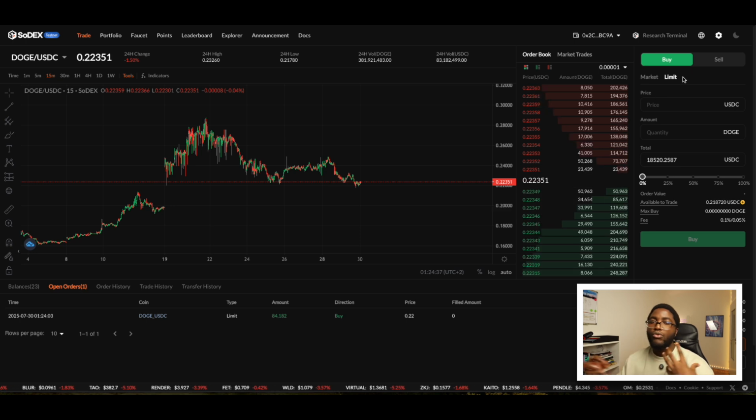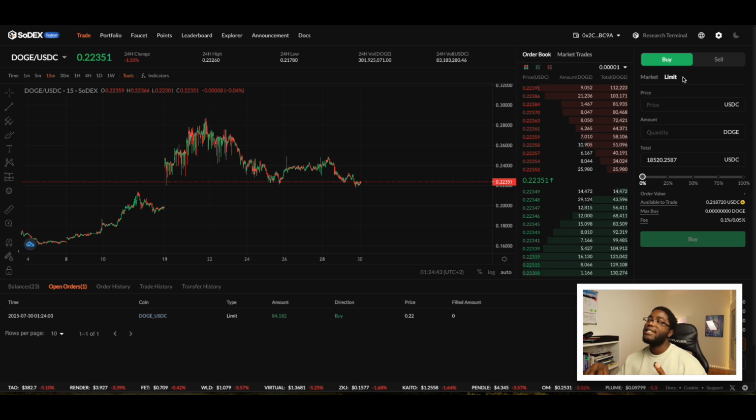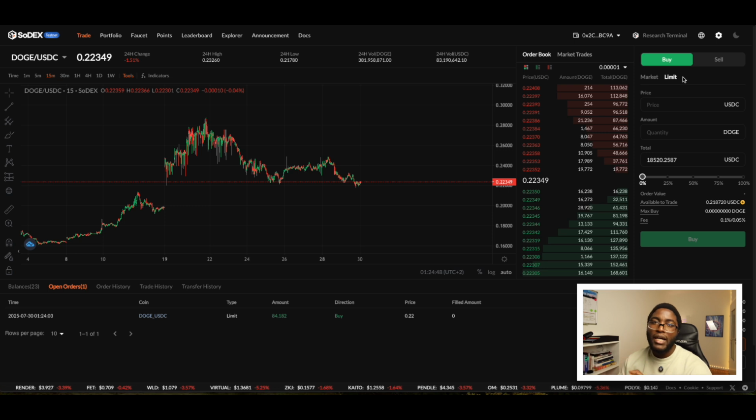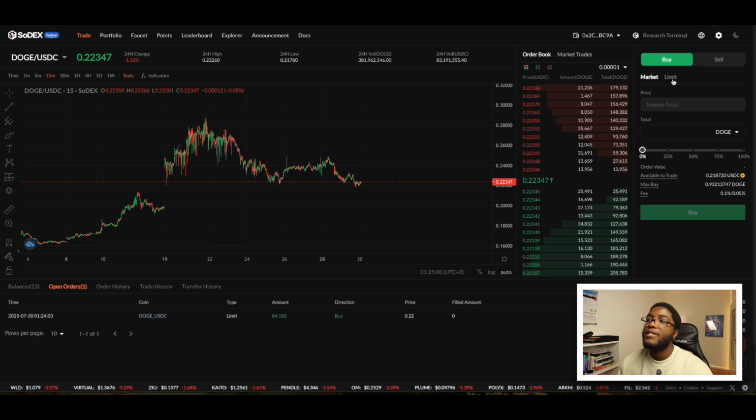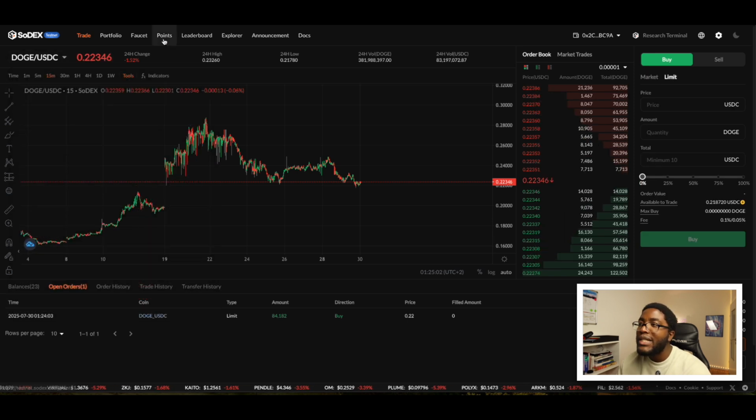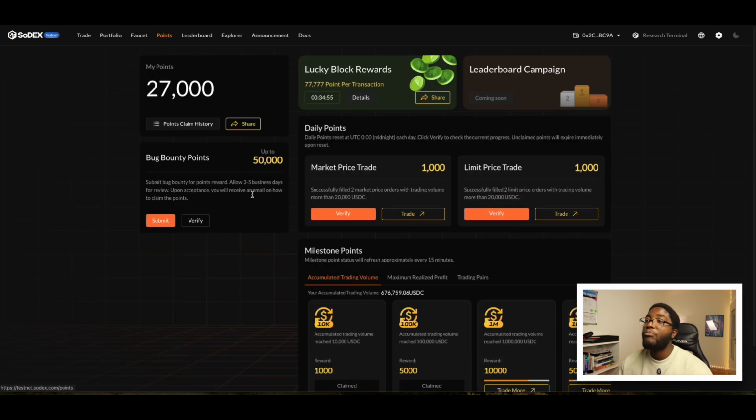Limit will help you choose your entry point, where you want to enter, and also when you want to sell. Use that same idea for selling as well. Selling with market sells at the instant price, and selling with limit sells at the point that you want it to be sold for. Now, why is it important to always use both market and limit? Because when it comes to points, you are awarded points for both market price trades and limit price trades.